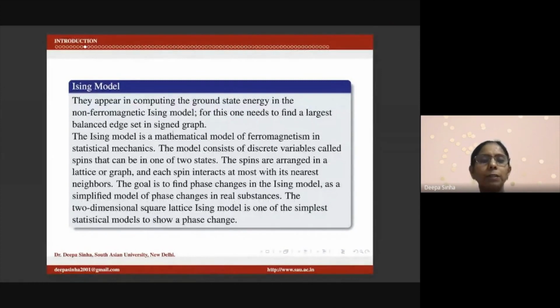It also appears in computing the ground state energy in the non-ferromagnetic Ising model. And for this, one will need to find the largest balanced edge set in the signed graph.